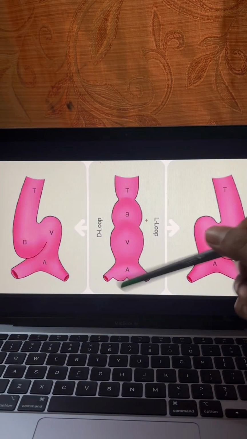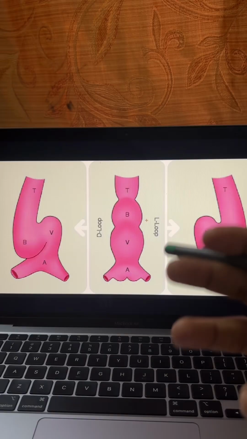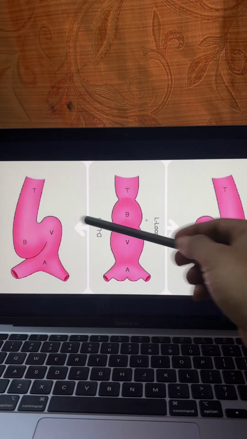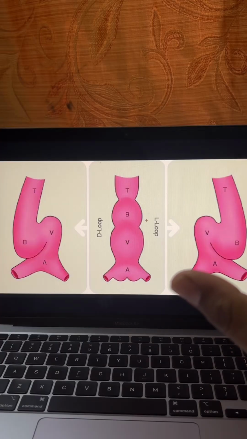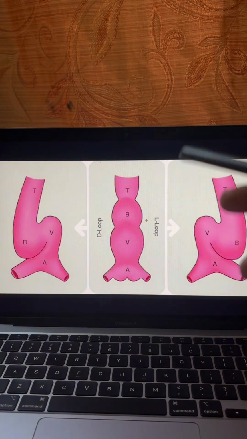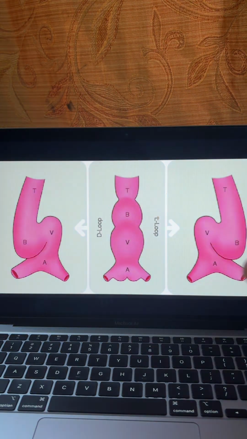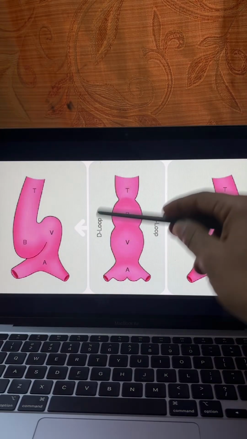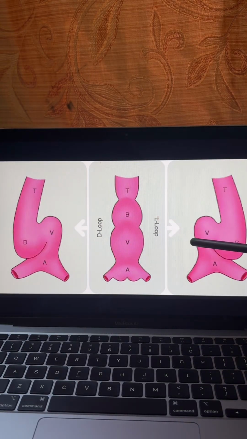Now how is the right and left polarity determined? This is a very conceptual question. Suppose this is the D loop on the right and this is the L loop on the left. The key concept is that the embryo is not symmetrical functionally. There is one identity gene called PITX2. This PITX2 gene identifies the left, and that helps in determining which will be on the right side and which will be on the left side.